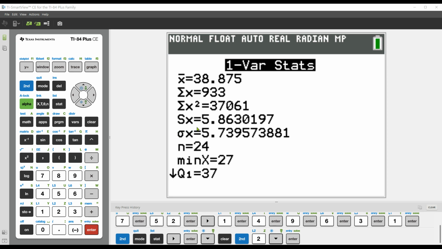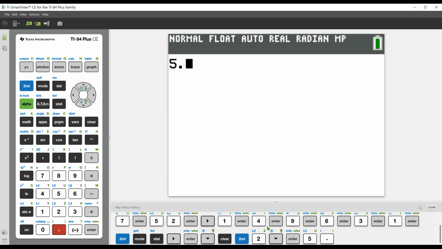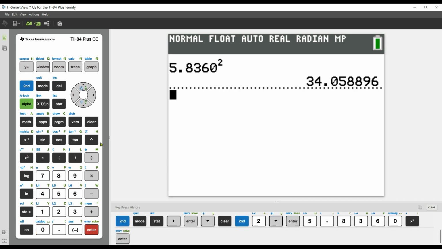But if you have to find variance for some odd reason, I'm going to take 5.8630. I'm not going to round this. I'm just going to take those digits, however many decimals you want to take out. I'm going to square it, and that gives me my variance.